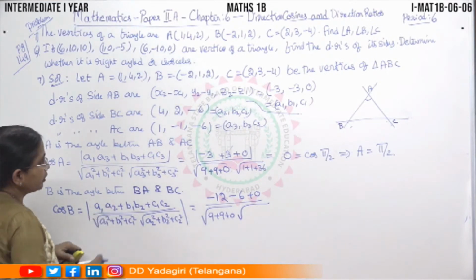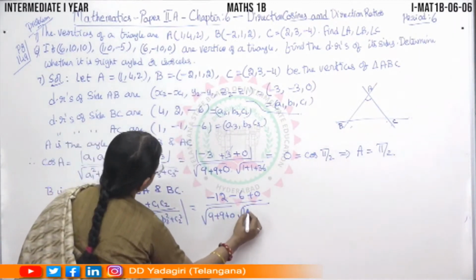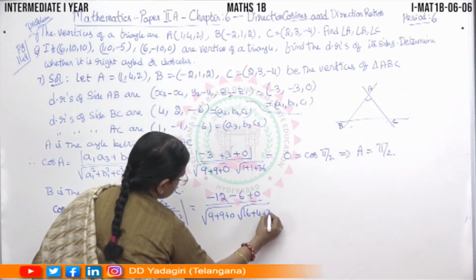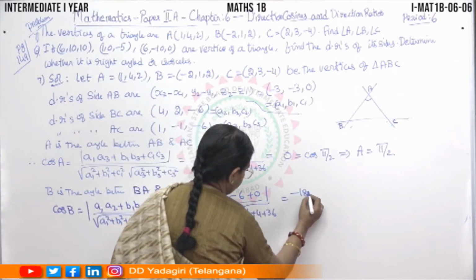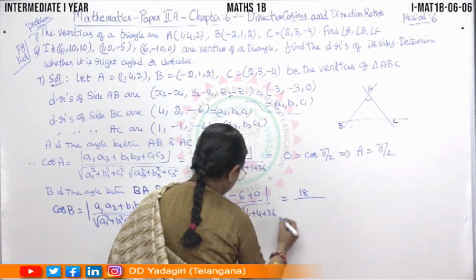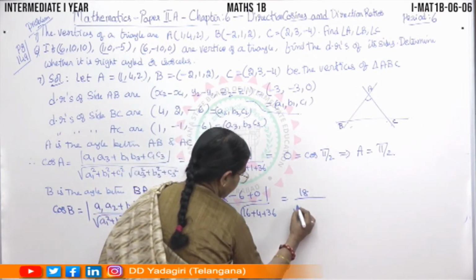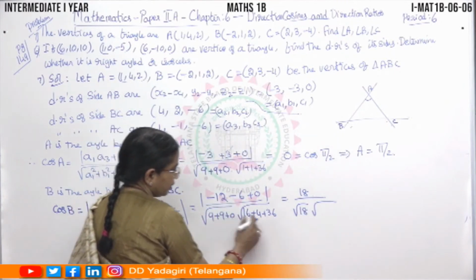cos B, A2 B2 C2. What is A2 B2 C2? So 16 plus 4 plus 36. So you will get minus 18 by mod. When you take modulus, it becomes plus only. So 18 by root of 9 to 18 into root of 40, 56.